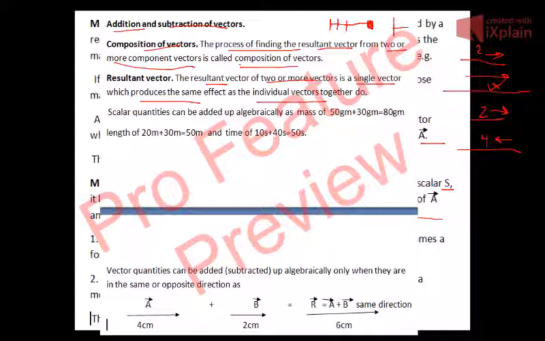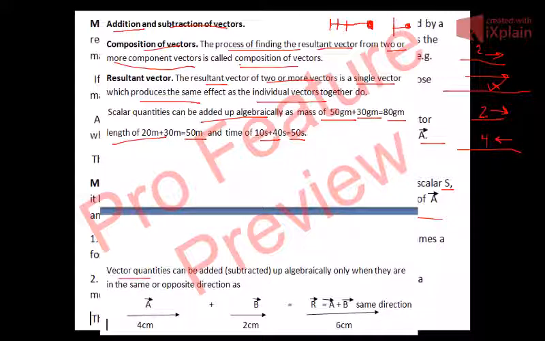Similarly, scalar quantities can be added up algebraically. Scalar quantities, as we have already discussed, can be added up algebraically, as mass, for example, 50 gram plus 30 gram is equal to 80 gram. It is simple algebraical addition. Similarly, length of 20 meter plus 30 meter is equal to 50 meter. It is simple algebraical addition. And similarly, 10 second plus 40 second is equal to 50 second.